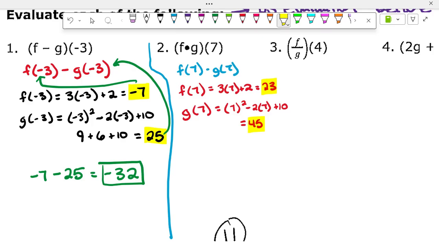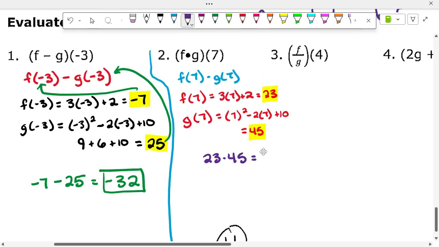Anna, pick someone and tell me what g of 7 is. All right, so David, what's g of 7? Good. So that's exactly what I got for both of them. I got 23 and 45. Then last step, we just got to do the operation. So I'm going to do 23 times 45. Can someone put that in their calculator and tell me what you get? 1,035? Okay. Good.